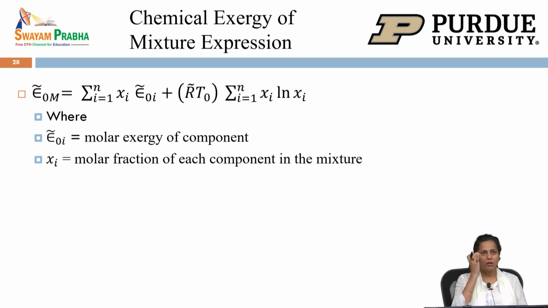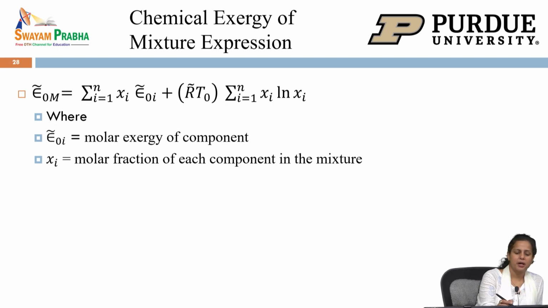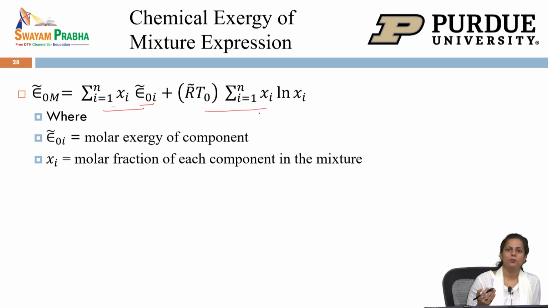So, the formula for this is very straightforward. Your first part is the contribution of each of the components. Each component has molar chemical exergy epsilon 0i, where i is the ith component, and Xi is the mole fraction. And then the second part is where you are doing some work to bring them together. So, you have R bar T0 and then for each component Xi ln Xi, where Xi is the mole fraction of the component.